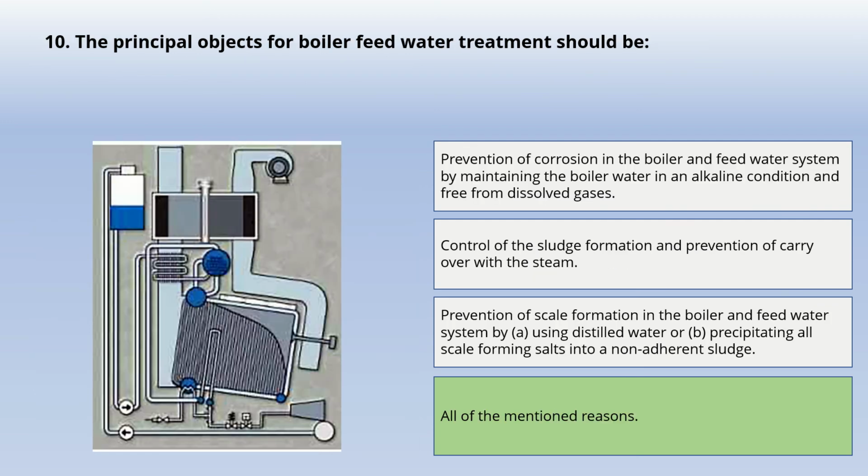The principal object for boiler feed water treatment should be prevention of corrosion in the boiler and feed water system by maintaining the boiler water in an alkaline condition and free from dissolved gases, control of the sludge formation and prevention of carry over with the steam, prevention of scale formation in the boiler and feed water system by using distilled water or by precipitating all scale forming salts into a non-adherent sludge.